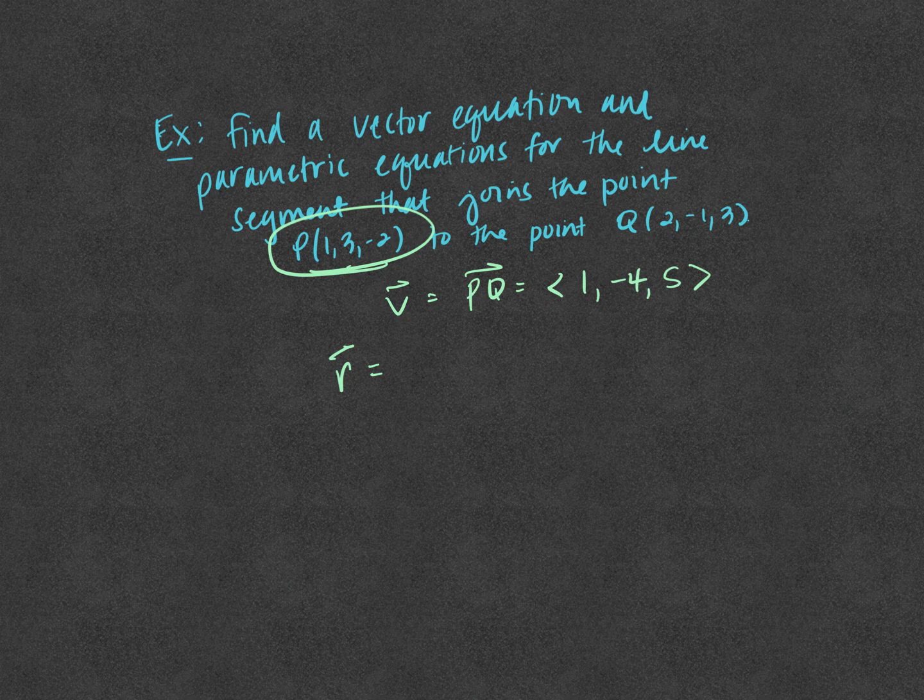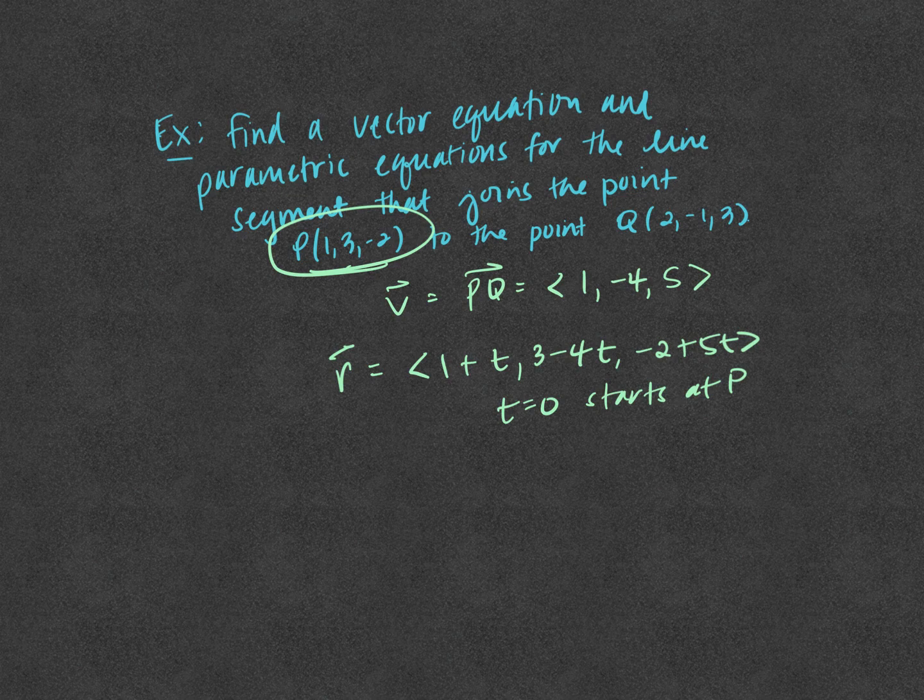Now we know this gives us the line r equals the first component is 1 plus 1t. The second component is 3 minus 4t. And the third component is negative 2 plus 5t. That gives us our line between P and Q, but we're asked for a line segment. So think about, where does this start? Well, when t equals 0, this is where it starts at P, because if you plug 0 in for t, you get each of those values.